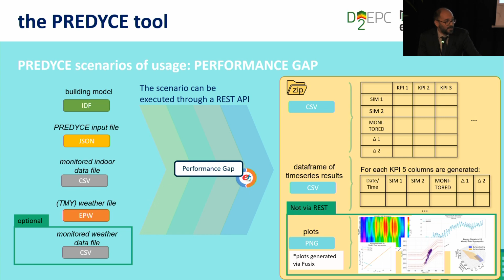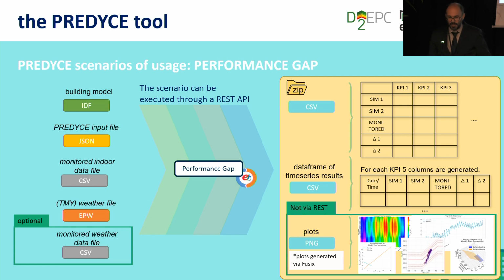The last one is the performance gap scenario that has also a REST API. In this case, we need to pass to the tool additional data. So not only the model, okay, not only the JSON managing file or an EPW, but the tool may read the CSV data passed for monitored input. That's clearly with yearly integration.